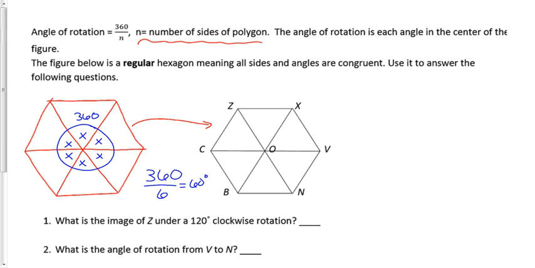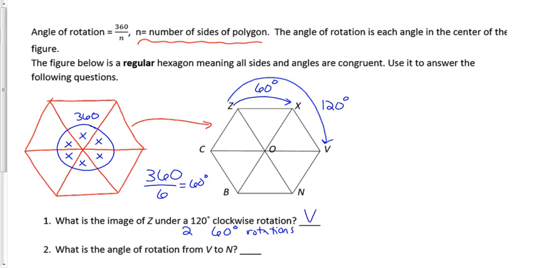Okay, great. What does that mean? That means if I go from Z to W, I have rotated 60 degrees. If I go from Z to V, I've rotated 2 times 60 degrees, which is 120 degrees, etc. Did I just answer that question? I did. Number one, what is the image of Z under 120 degree clockwise rotation? That means two 60-degree rotations. So I just go two vertices over, essentially, and I end up at V.